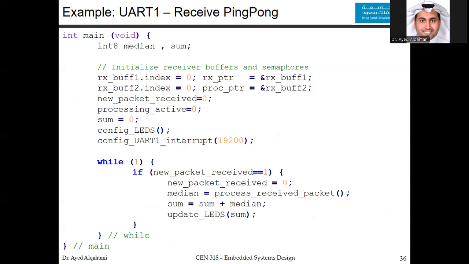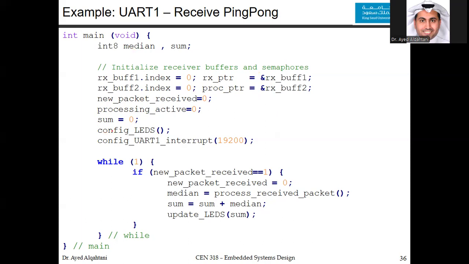For the next one, we make the index also 0. There is nothing there for processing. So the processing pointer has the address of the second buffer. And we make both semaphores equal to 0, the new packet received, nothing there. You're not receiving anything, and the processing is not active, so processing active is equal to 0. We initialize the sum. You could have initialized the median too, but we don't really care because once we receive something, we will work on it.